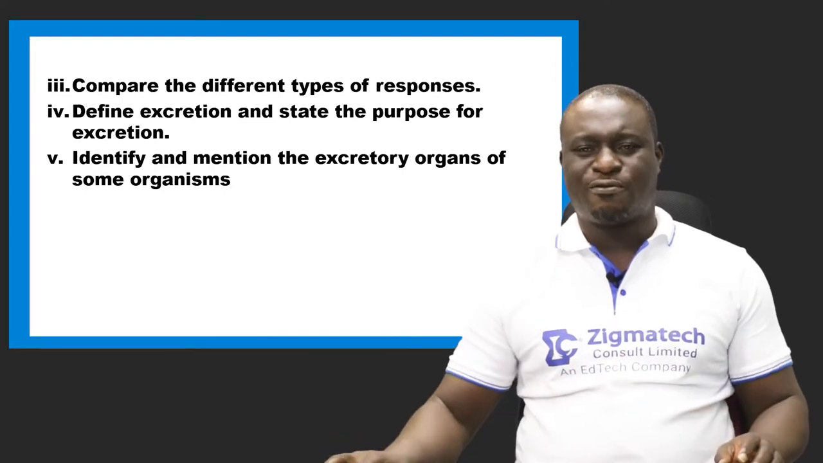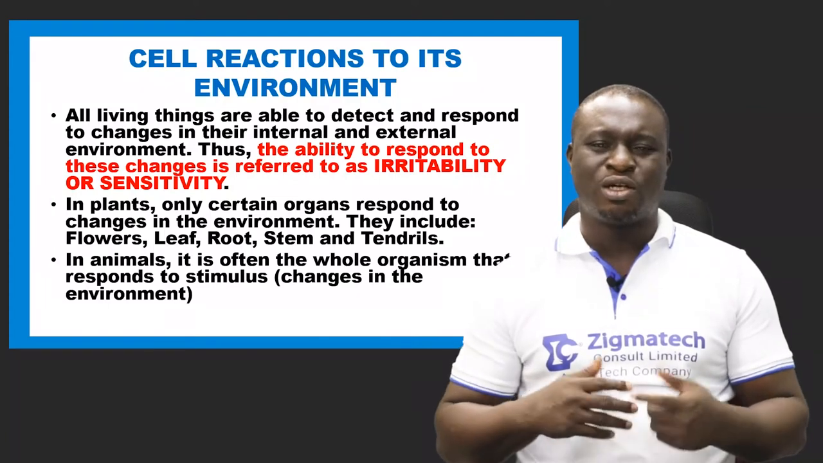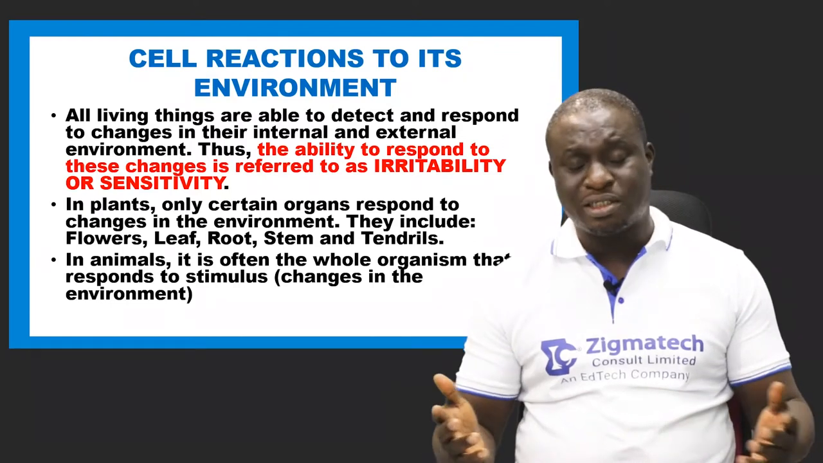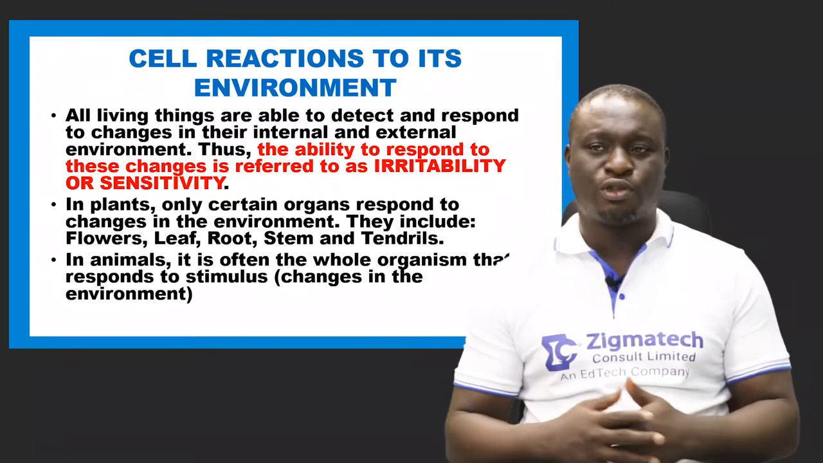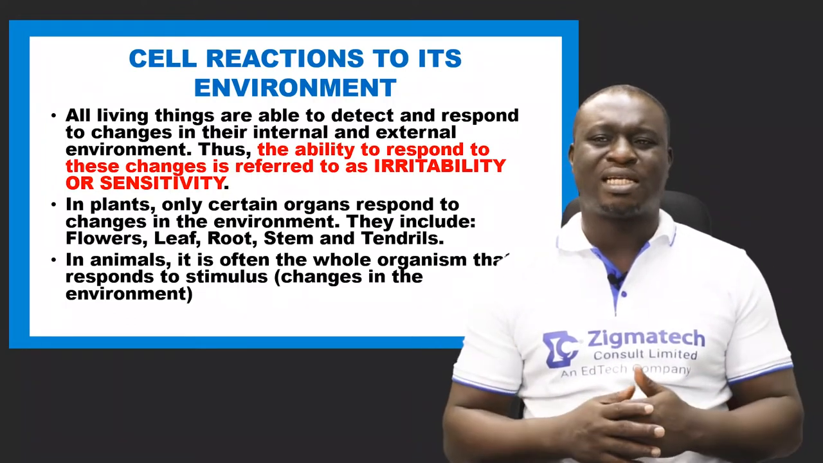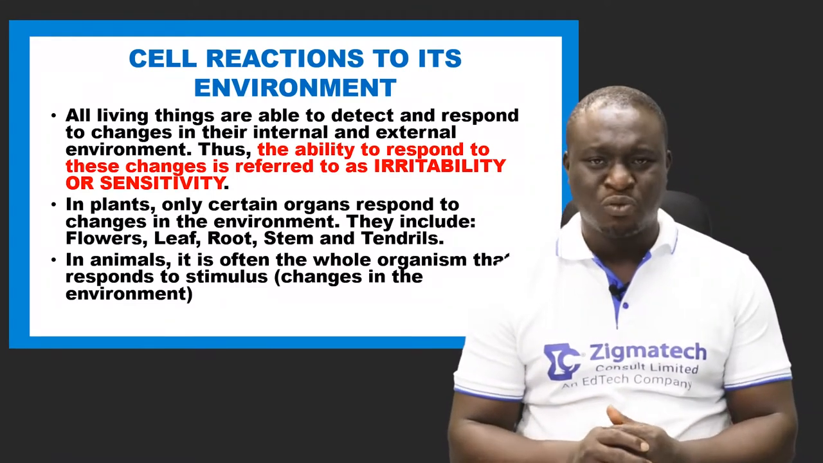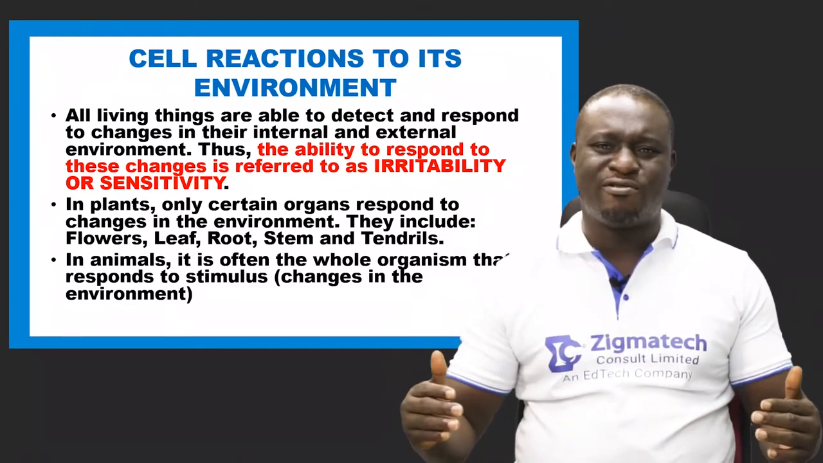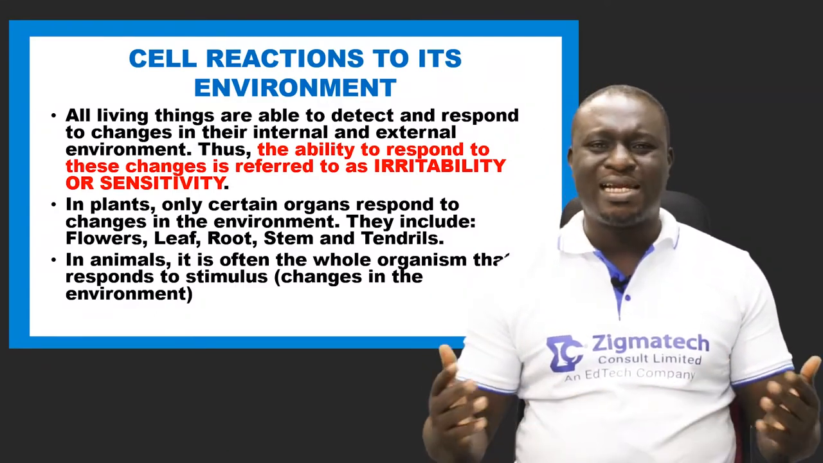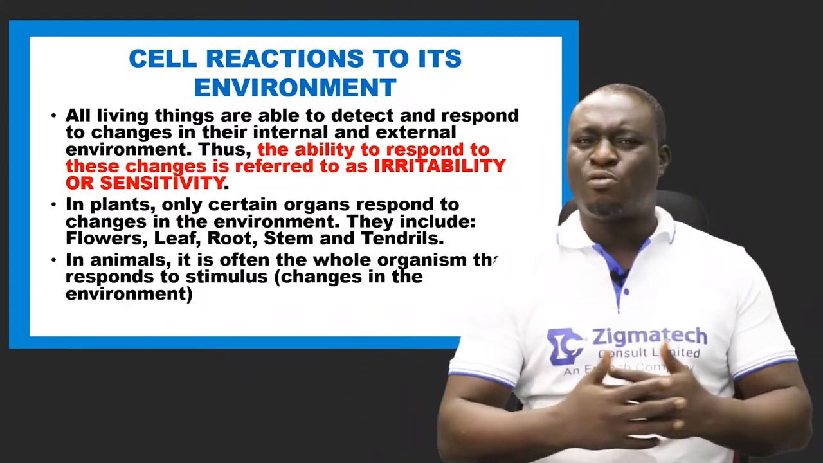Now let's start with the first one, which has to do with cell reaction to its environment. We're going to be looking at the definition of response or irritability. We're also going to be looking at the purpose for irritability. Now, note that all living things are able to detect and respond to certain changes in their environment. These changes in our environment can be a change in temperature, a change in light, a change in water or relative humidity, and so many changes.